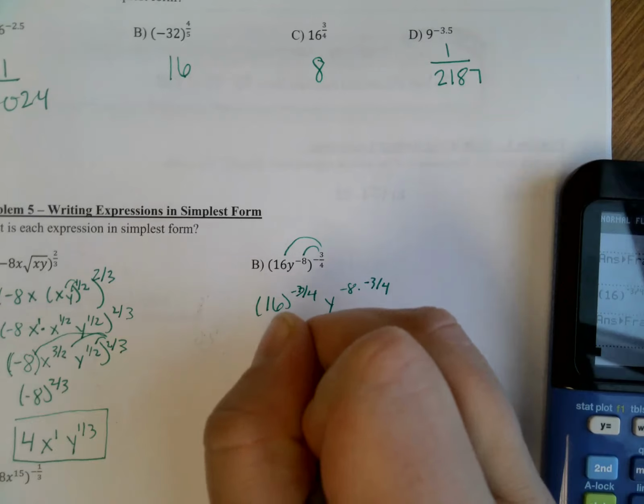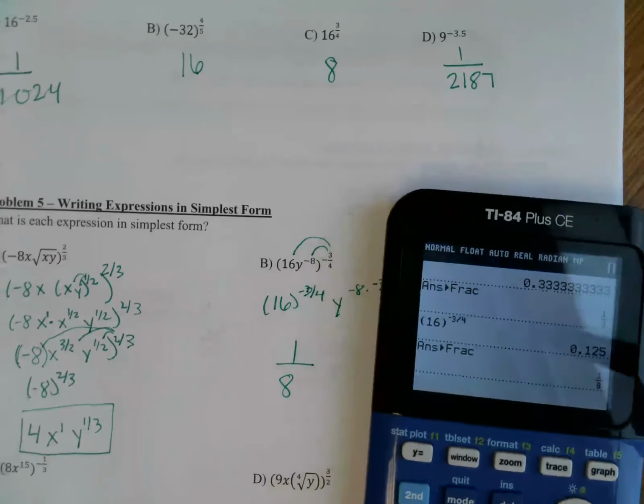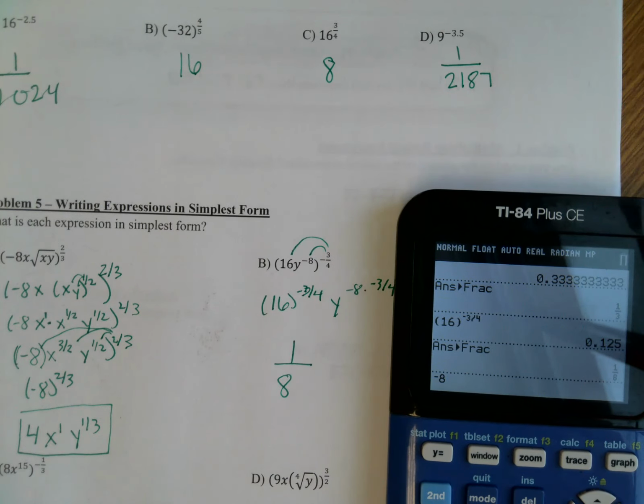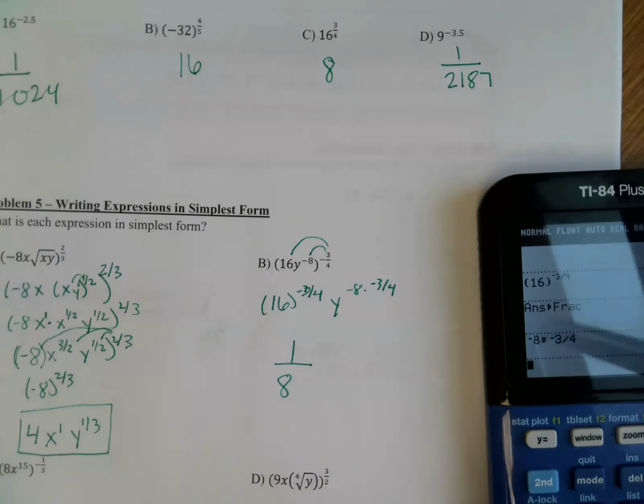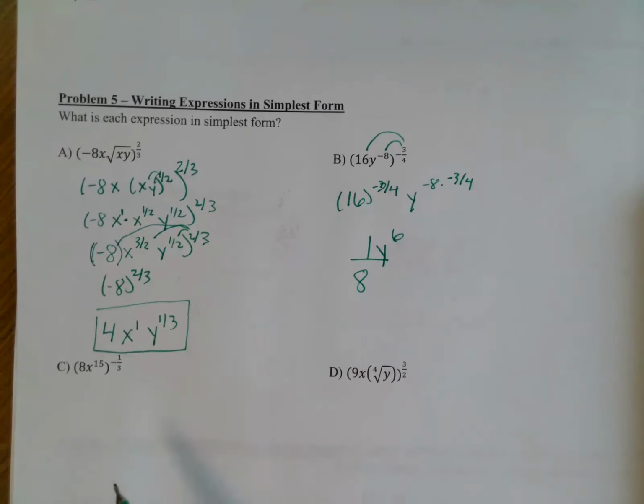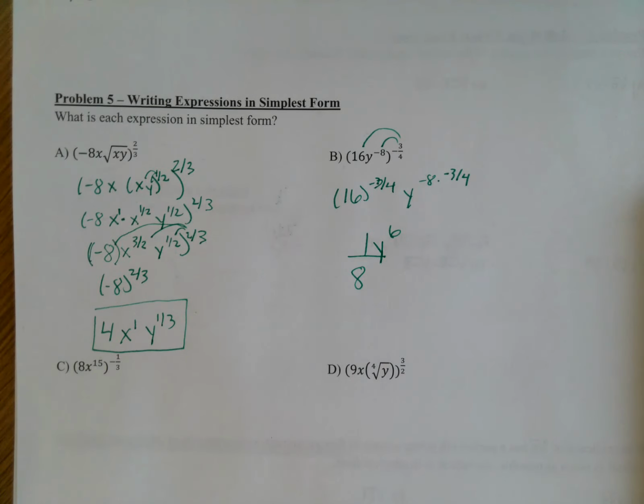So I know for sure I'm dealing with 8 on the bottom. If I have negative 8 times negative 3 divided by 4, that would give me 6. This is a positive number, so y to the 6 is going to stay on top. Right now, I want you to pause the video and try to do the next two by yourself.